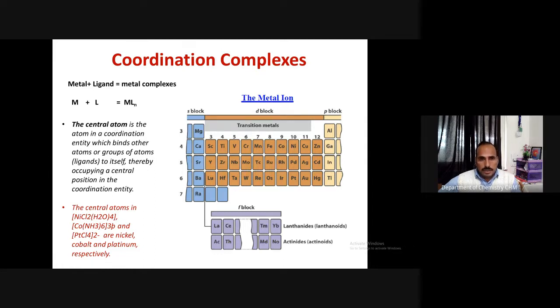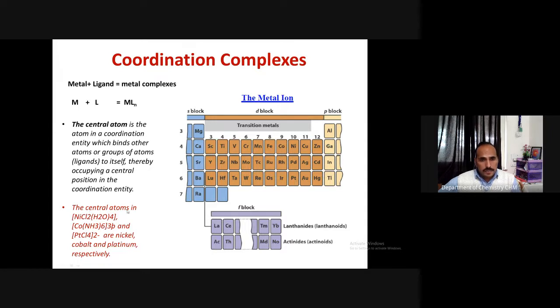So the central atom we can define is the atom in a coordination entity. So we need to know what is a coordination entity, which binds other atoms or groups of atoms, that is called ligands, to itself, thereby occupying a central position in the coordination entity, right? This coordination entity term came twice here. So what is a coordination entity?